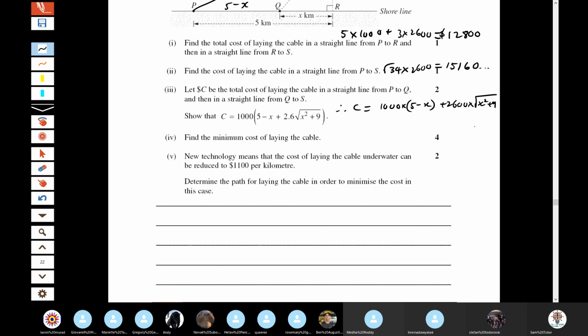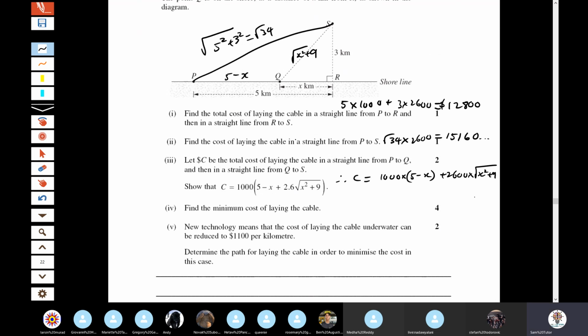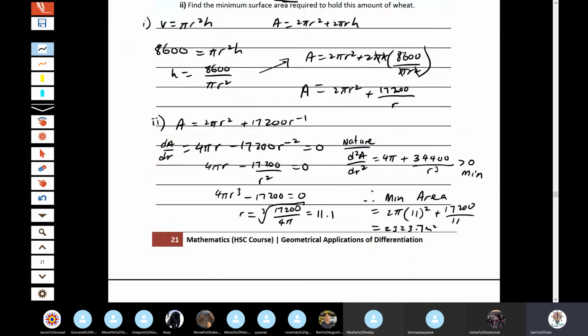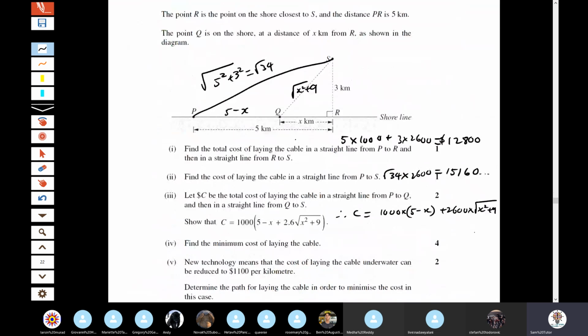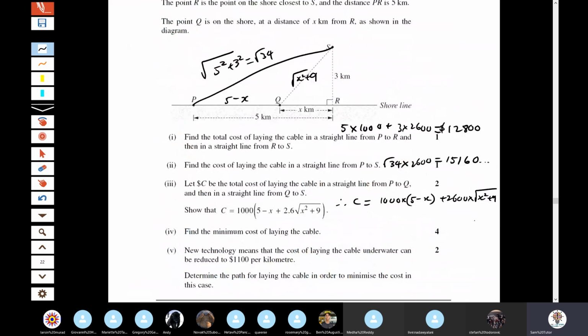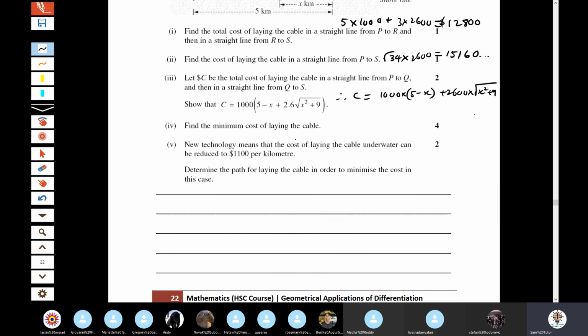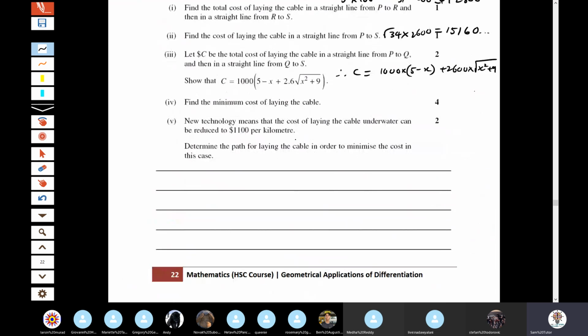Okay. What are the different pathways we've got? There is P to R to S. There is P to Q to S. And there is P to S. So let's work out each one. That's all you can do. Let's do P to S first.